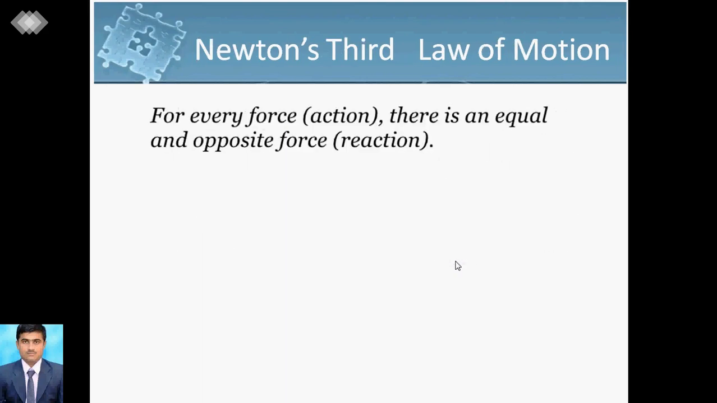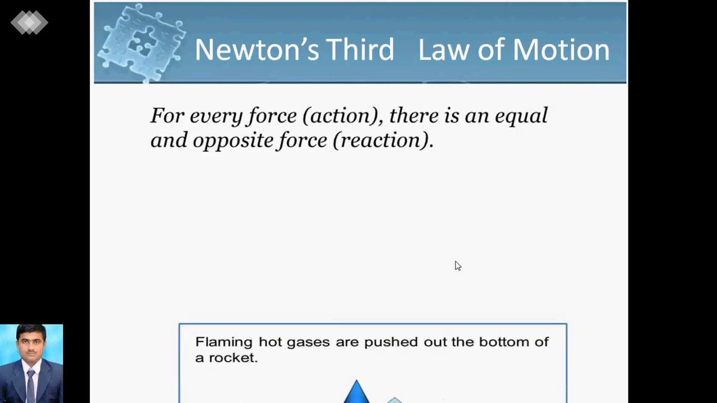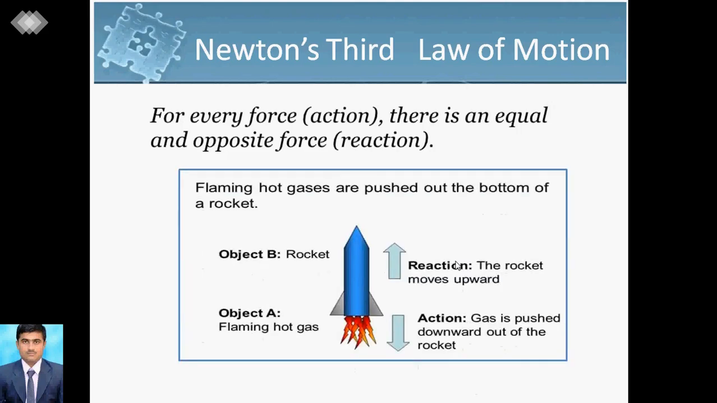Now the next term is Newton's third law of motion. For every action there is an equal and opposite reaction. We'll take the example of a rocket. The reaction is that the rocket moves upward because gas is pushed downwards, which is the action. Action takes place, therefore the reaction is that the rocket moves upward. So this is Newton's third law of motion.